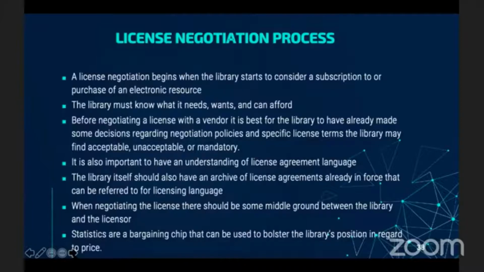We can always compare one database to another database to see what is different, and we can always compare notes. When negotiating the license for an electronic resource, it's important to remember there should be some middle ground, because we cannot always win 100%, as both parties ultimately want to reach an agreement. Statistics are going to be a big bargaining chip that can be used to support the library's position. Supposing it's a new one, you can also use the trial statistics to bargain for a better price for the library.